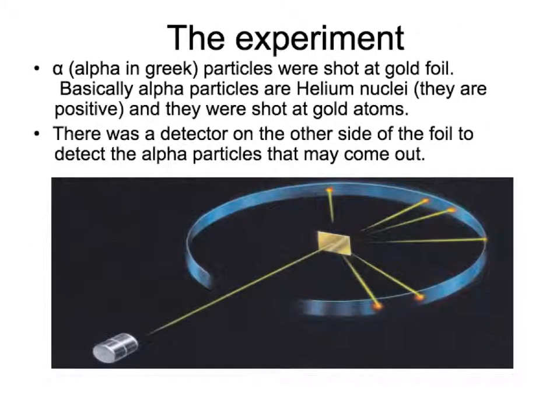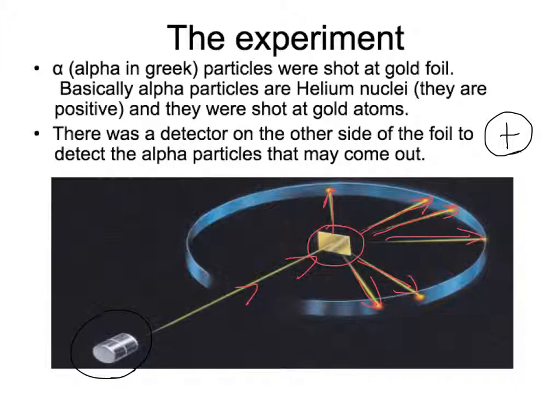So here's a picture of what's happening, and we see here that there is a source for alpha particles. Just realize that alpha particles are big, heavy, positive particles, and you do need to know that they're positive to understand what happened here. Then these particles were shot at this gold foil, which of course had a whole bunch of gold atoms, and the resulting alpha particles were able to be detected on a detector on the other side once they passed through the gold atoms.